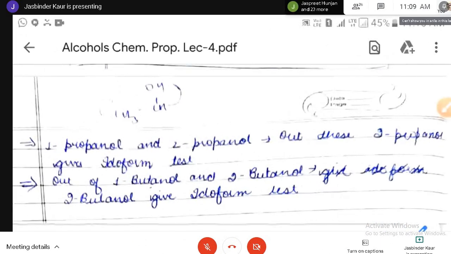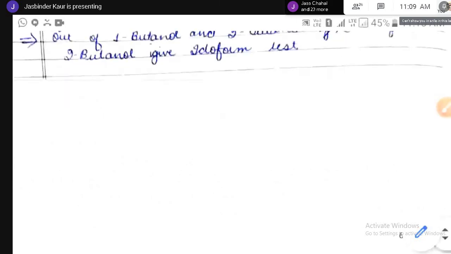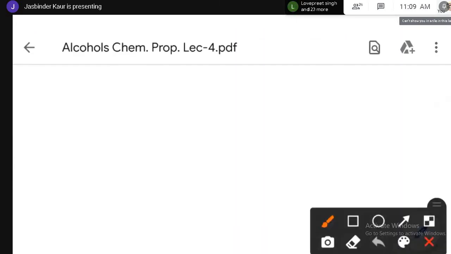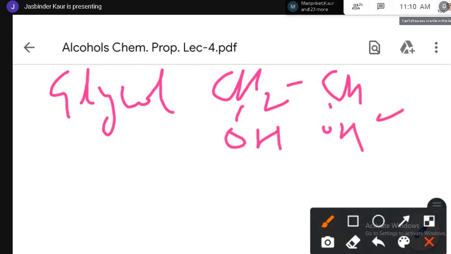Next, we will start with glycols and glycerols. Glycols are compounds in which two carbons are present and two OH groups are present. So it is glycol. We will be doing it in detail, that is its structure, its preparation, and its properties.